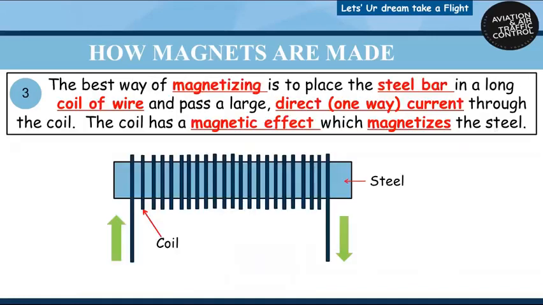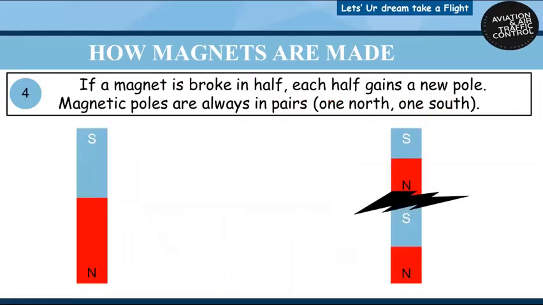The best way of magnetizing is to place the steel bar in a long coil of wire and pass a direct current through the coil. The coil has a magnetic effect, which magnetizes the steel bar. If a magnet is broken in half, each half will behave as a magnet. The magnetic poles are always in pairs.